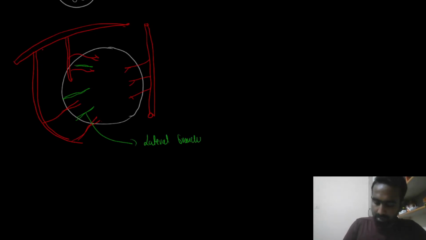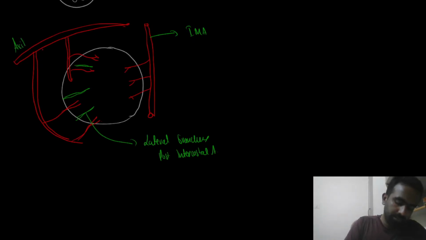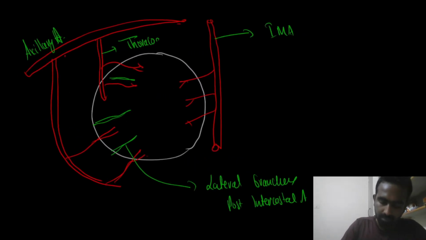Laterally, we also have other branches, which are lateral branches of the posterior intercostal artery. This is the internal mammary artery. The axillary artery branches are the thoracoacromial and the lateral thoracic artery.